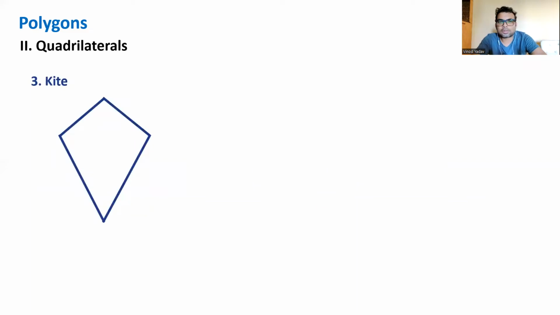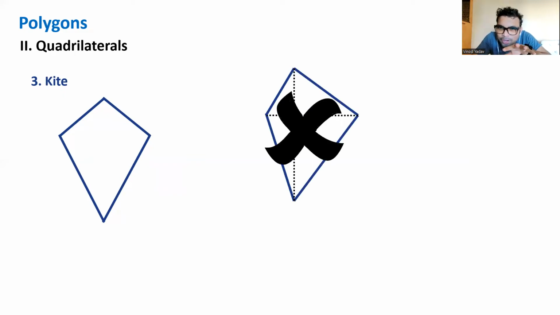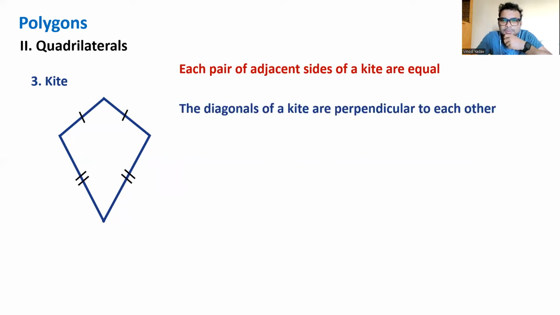Finally, the last one, kite. For this shape to be a kite, first important property, is this a kite? No, right? So what do you conclude logically? This is visualization. Both the pairs of adjacent sides should be equal. See this? Okay. Yes. Now this diagonal will be perpendicular to this diagonal.